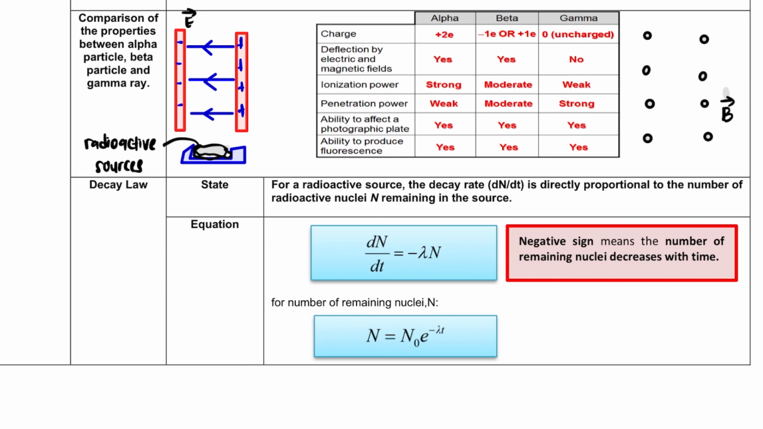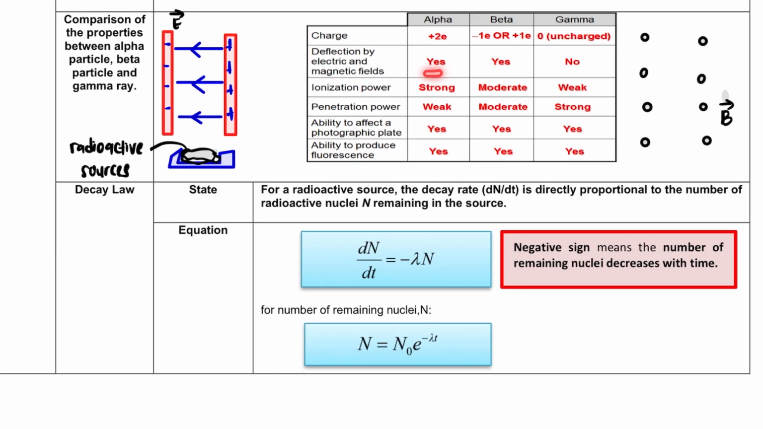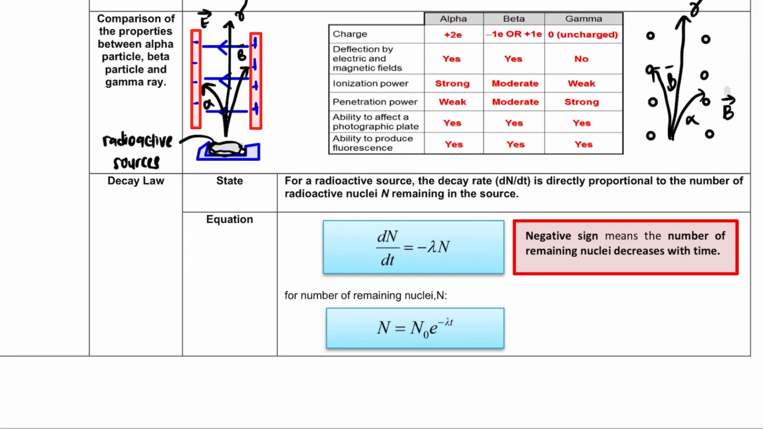So now we are looking at the comparison of the properties between alpha particle, beta particle, and gamma ray. They differ in charge, okay, and alpha and beta can both be deflected by electric and magnetic fields, meanwhile gamma ray cannot. For the ionization power and penetration power, alpha has the strongest ionization power, meanwhile gamma ray has the strongest penetration power. Okay, and for the other properties you can see on your own.